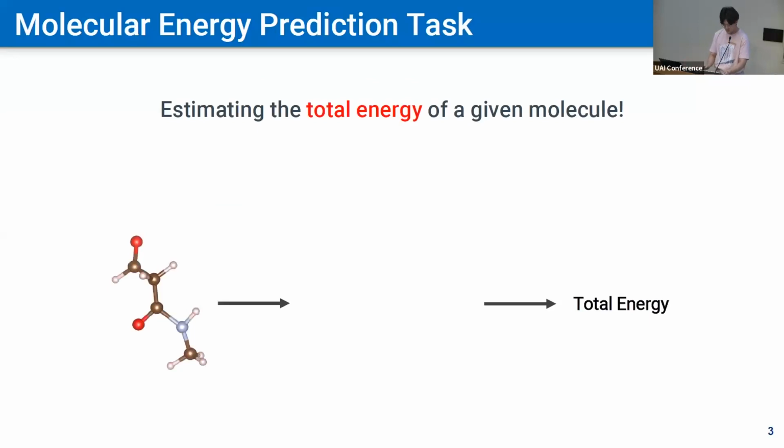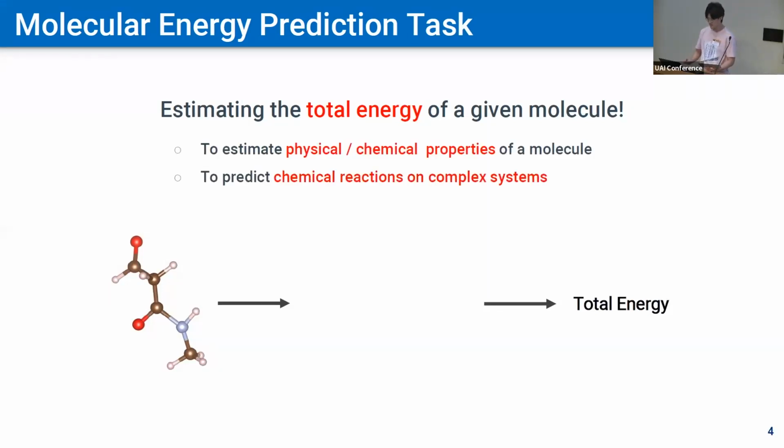So let's start with some background. Our primary task is the molecular energy prediction task, which estimates the total energy of a given molecule. This is important because we can estimate the physical and chemical properties of a molecule. And based on this information, we could even predict the chemical reaction in more complex systems.